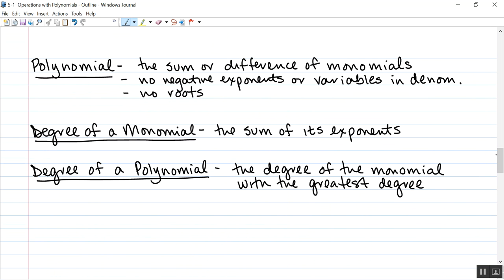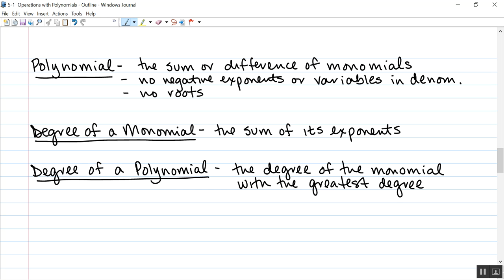So the definition of a polynomial is the sum or difference of monomials, and what we've been looking at so far are all considered monomials. So it's going to have addition or subtraction in it. There are no negative exponents or variables in the denominator, and there's no roots, no square roots, no cube roots, anything like that. The degree of a monomial is the sum of its exponents.